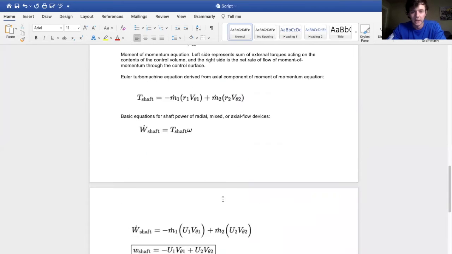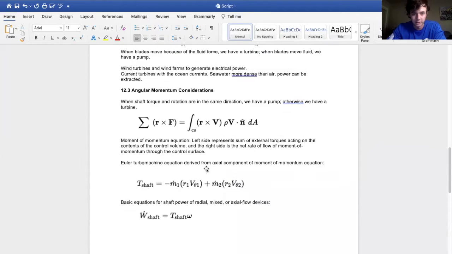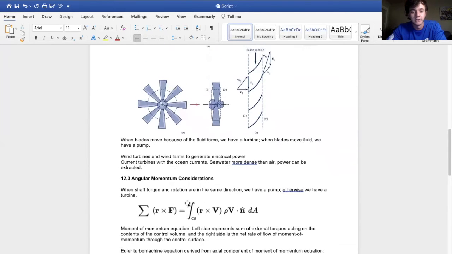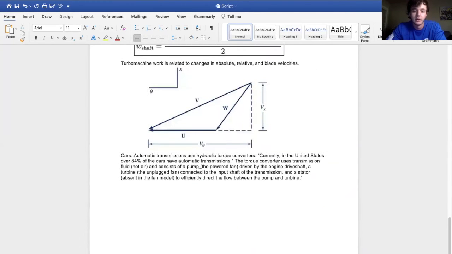So again, that's just using this equation up here. You have this fluid coming in through the fans, and in turn, you're making a velocity, which in turn helps the automatic transmission.